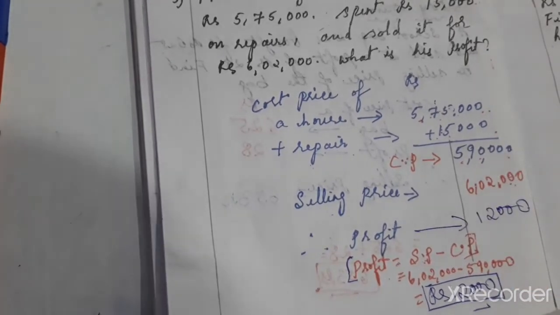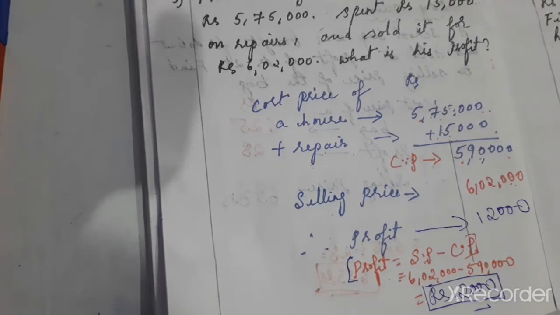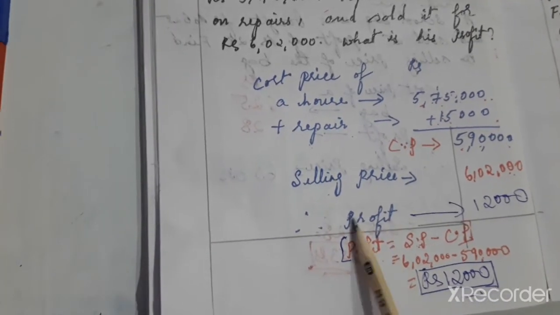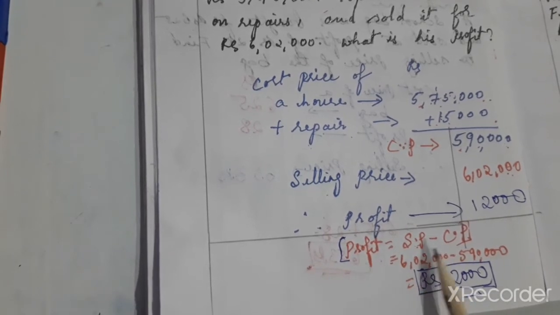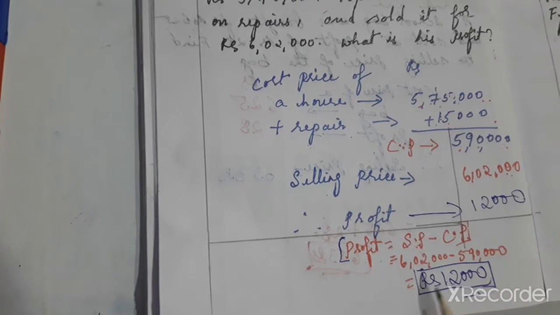12,000. This is a working note. Profit is 12,000. This is the calculation. Profit equals selling price minus cost price. 6,02,000 minus 5,90,000 means 12,000.